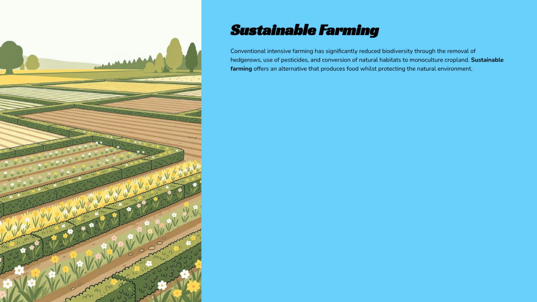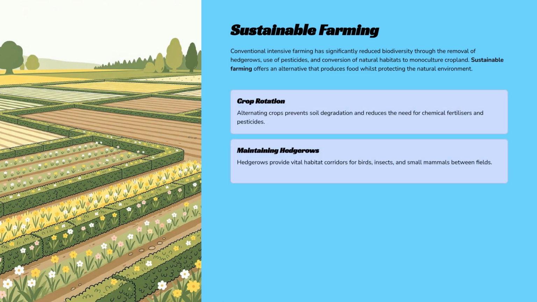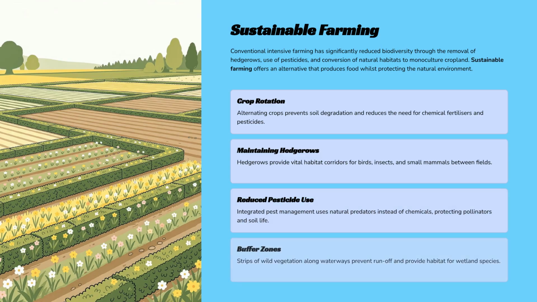Sustainable farming provides an alternative to intensive agriculture. Practices like crop rotation, maintaining hedgerows, reducing pesticide use, and protecting buffer zones near waterways all help to create a healthier environment for nature to coexist with food production.